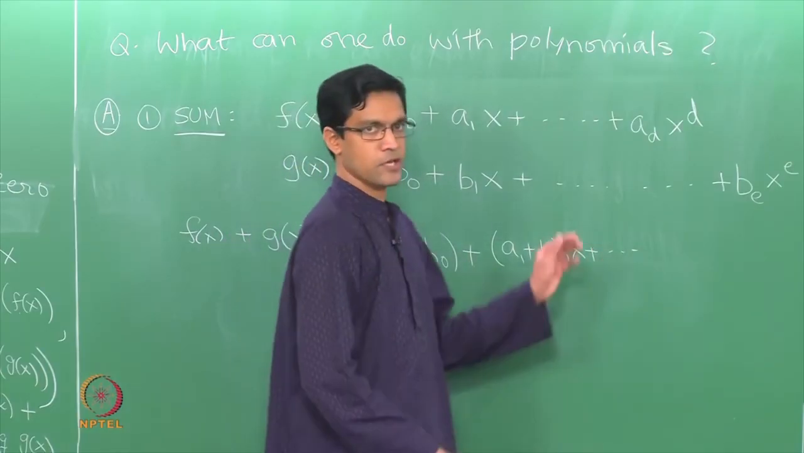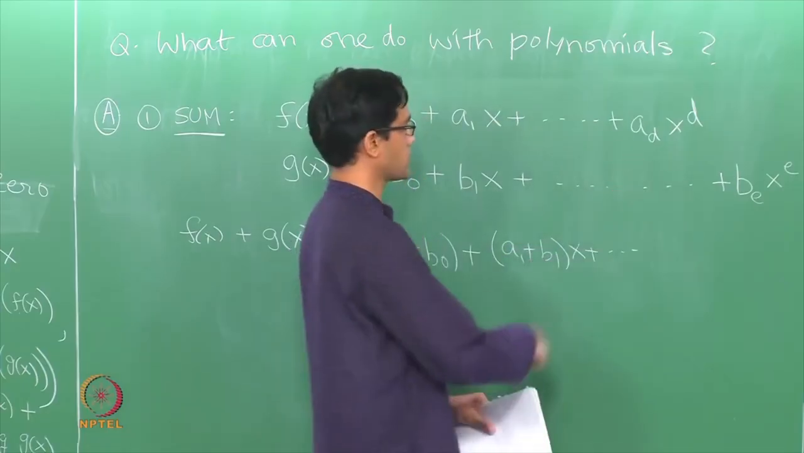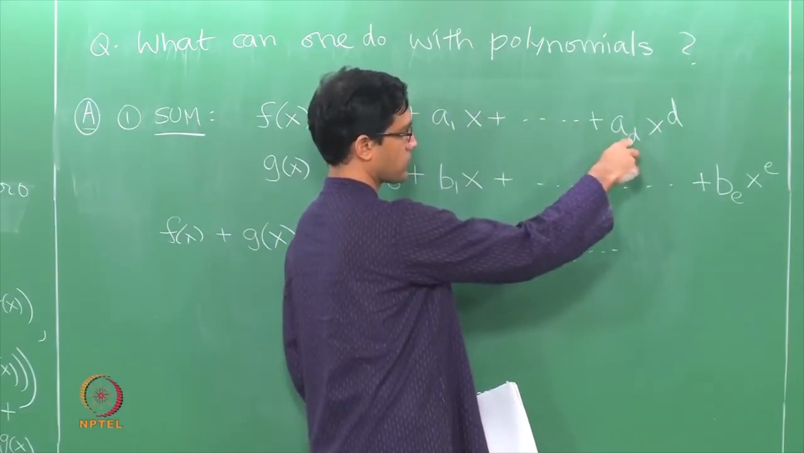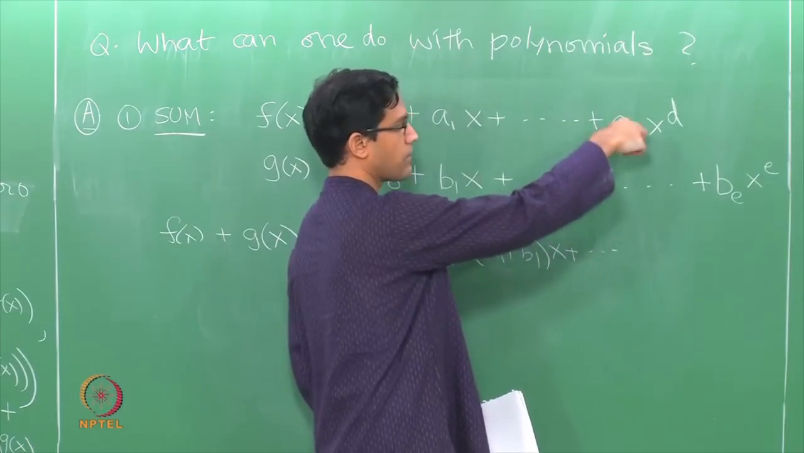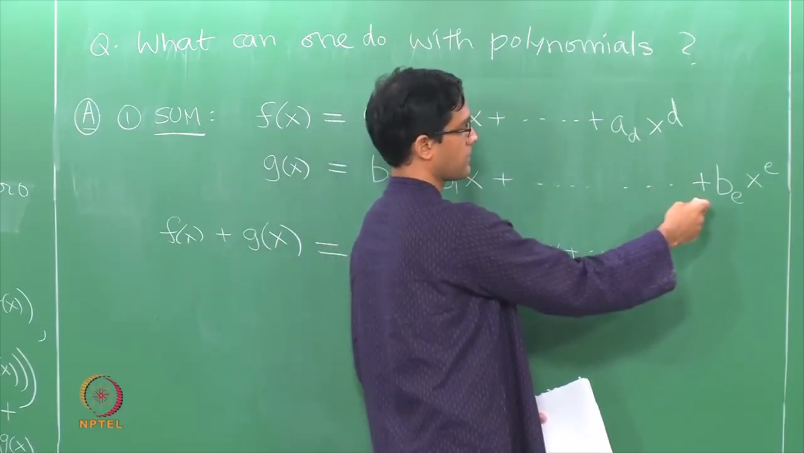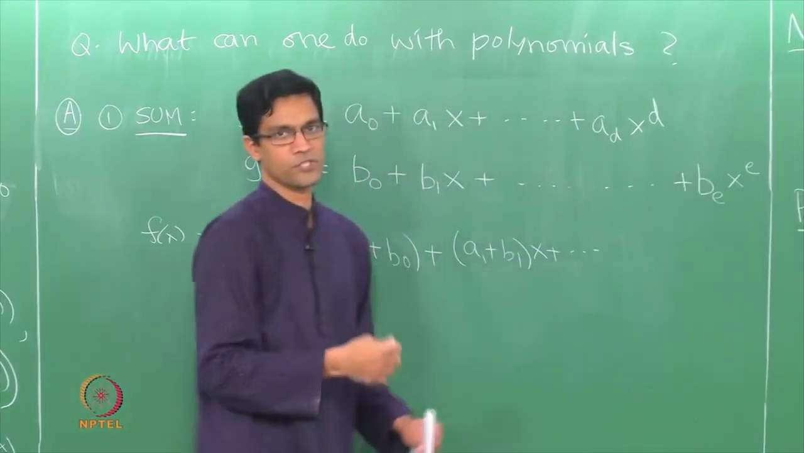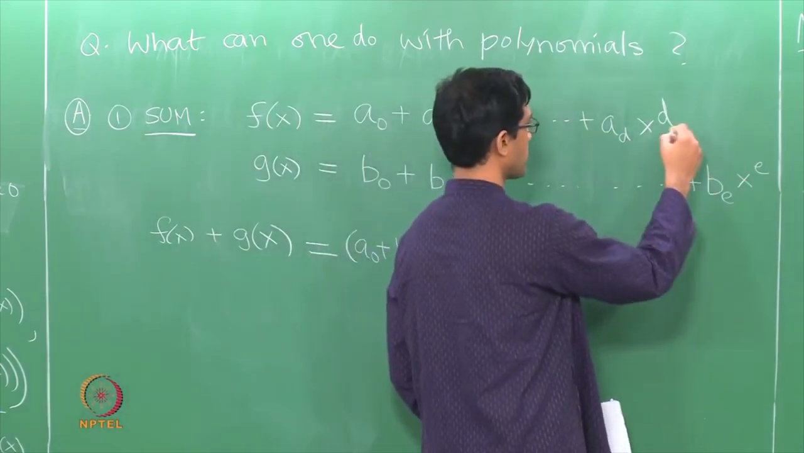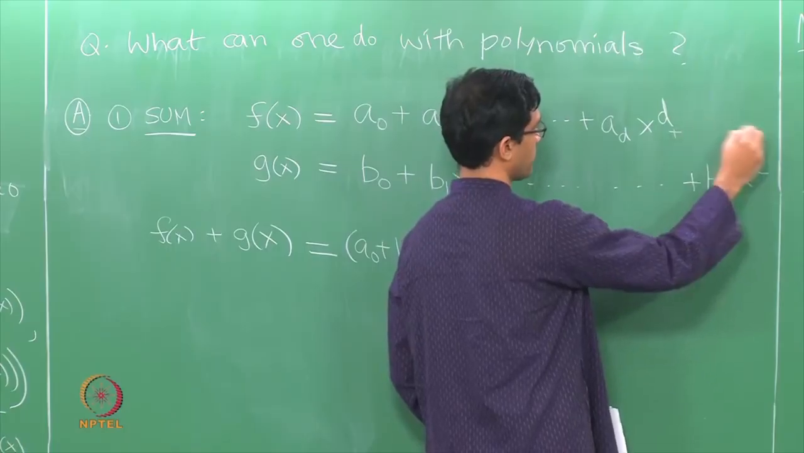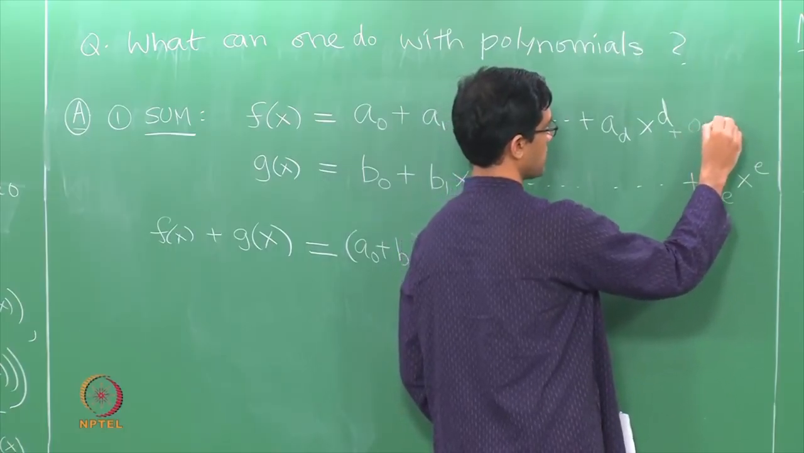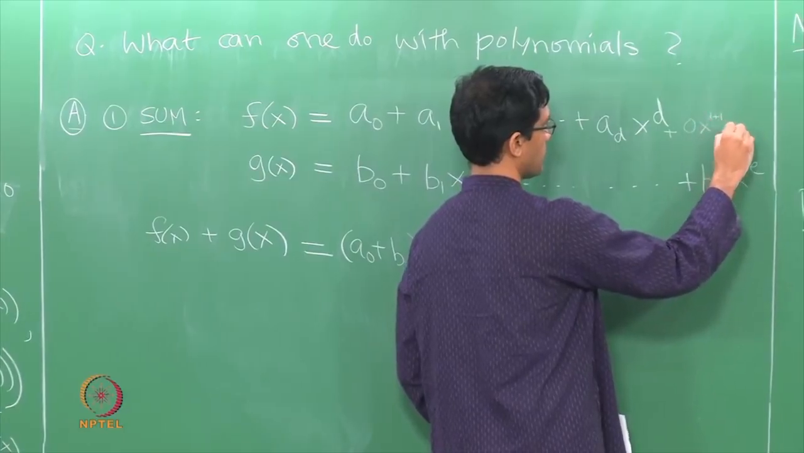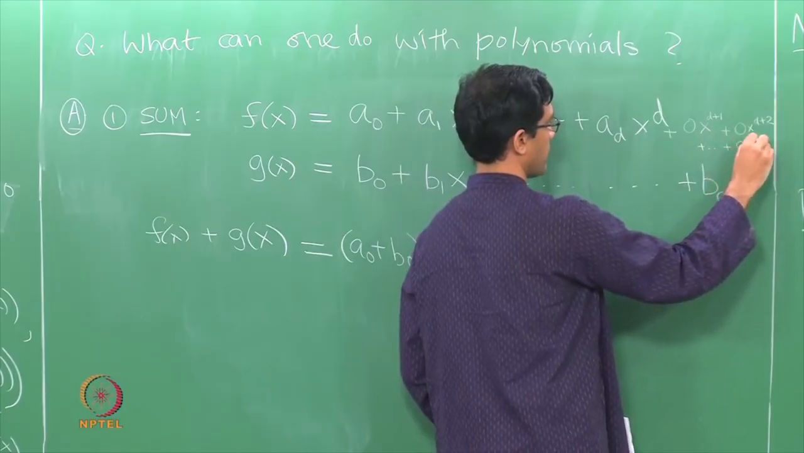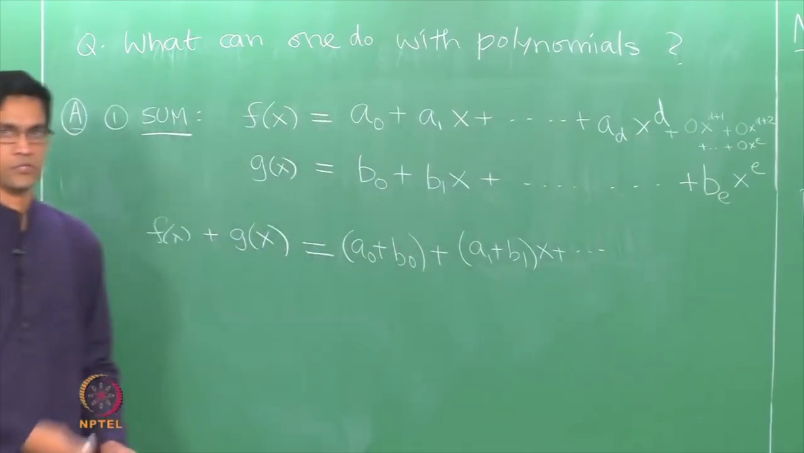And observe that while doing this, you might at some point run out of powers of x, because for instance, if the second polynomial has higher degree than the first, adding them until degree d, you will be able to collect coefficients. Beyond that, g has more terms than f, in which case you just treat the coefficients of those terms as 0. So for example, if e is bigger than d, I would pretend that the other powers of x do appear with coefficient 0. You'd think of it as 0 x to the d plus 1, 0 x to the d plus 2, and so on, till 0 x power e. So that's the way you do the addition.